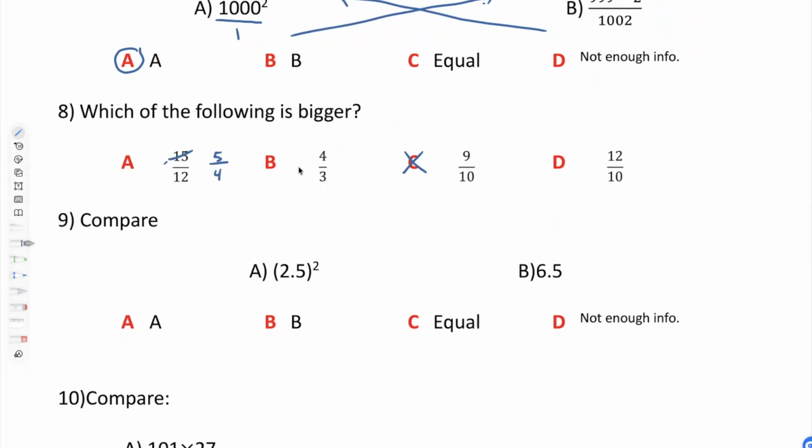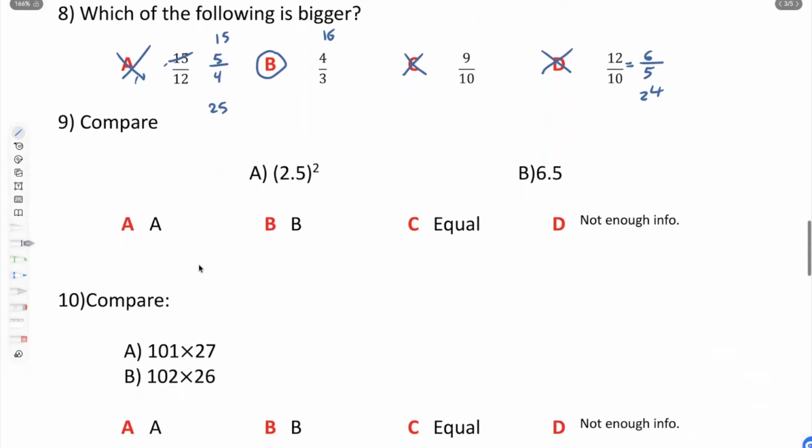You can compare both fractions at the beginning. 3 times 5 is 15, and 4 times 4 equals 16. So 4 over 3 is greater. It means you'll eliminate A. For D, you can also simplify, dividing both by 2. 12 divided by 2 is 6, 10 divided by 2 is 5. Now we have 6 over 5 and 5 over 4. 5 times 5 is 25, and 4 times 6 is 24. So 25 is greater than 24. So you'll eliminate D. It means that the answer is B.